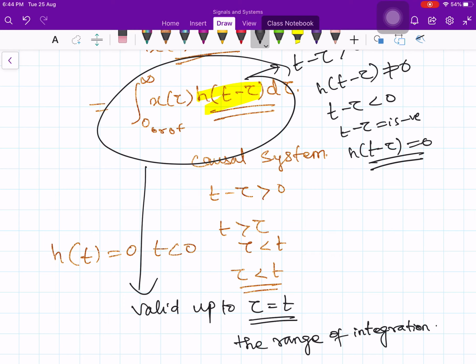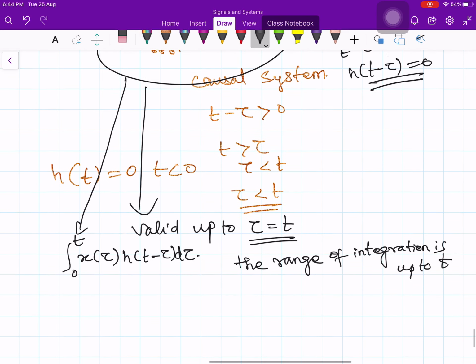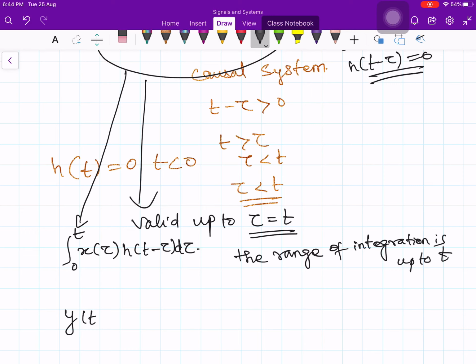Up to t. After that, the argument becomes negative and it violates the principle of a causal system. Therefore, this becomes the integral from 0 to t of x of tau h of t minus tau d tau. Let me write very clearly. y of t is equal to the integral from 0 to infinity of x of tau h of t minus tau d tau, and this is for a causal input signal.